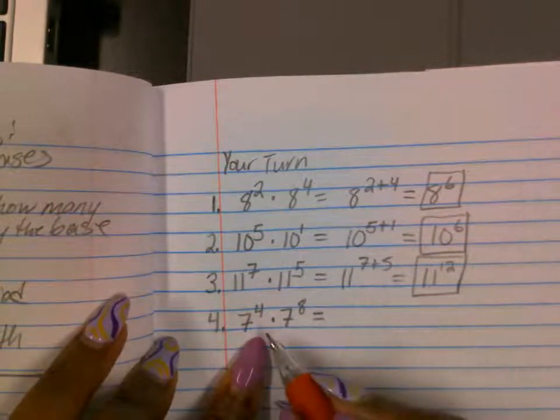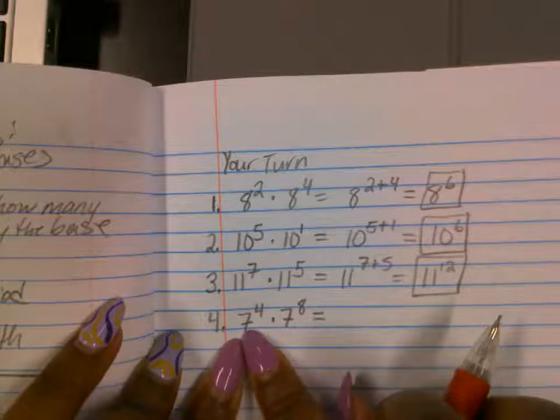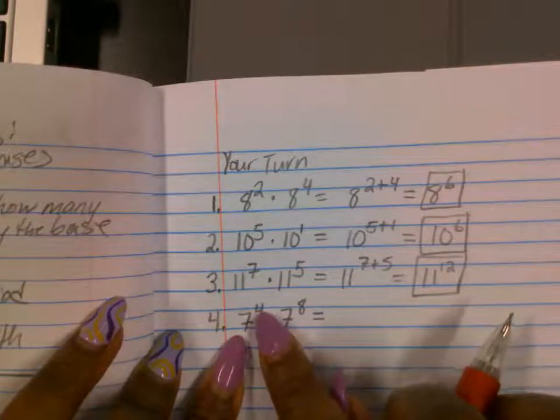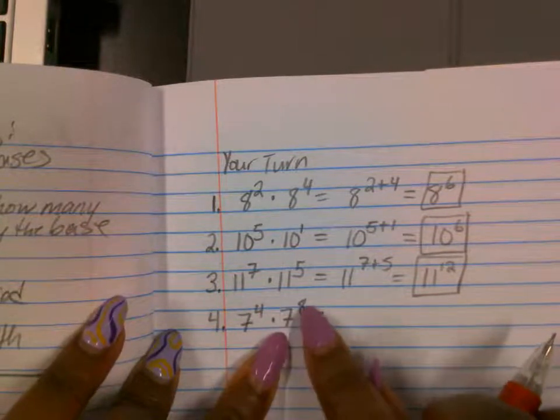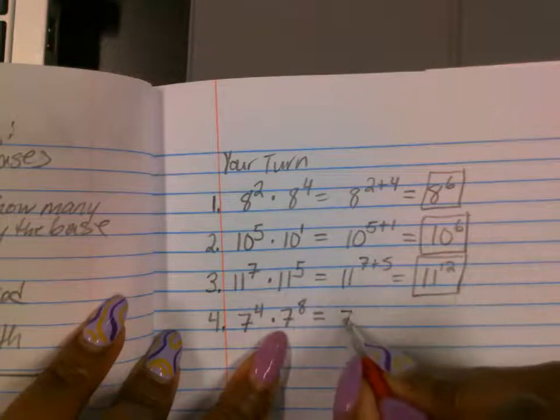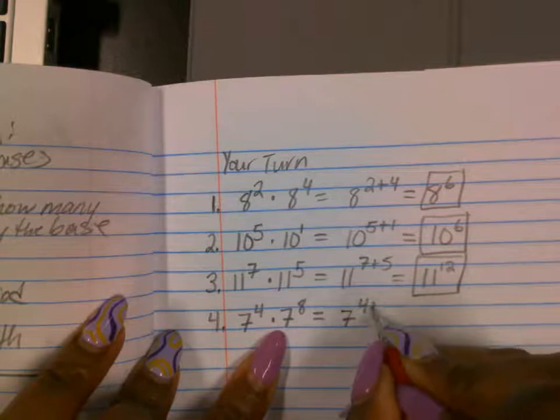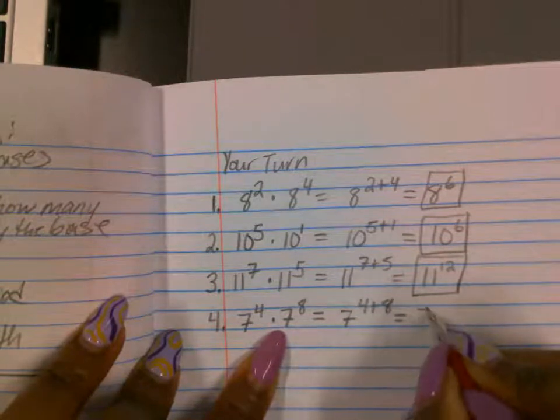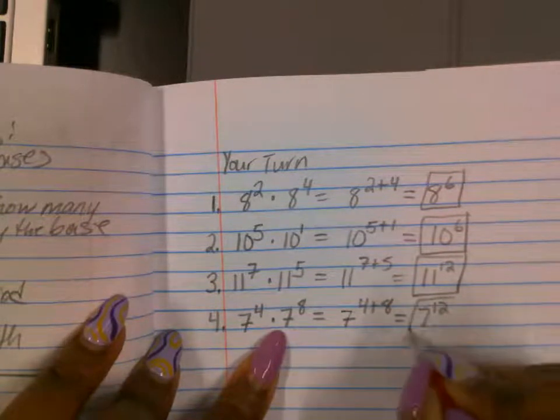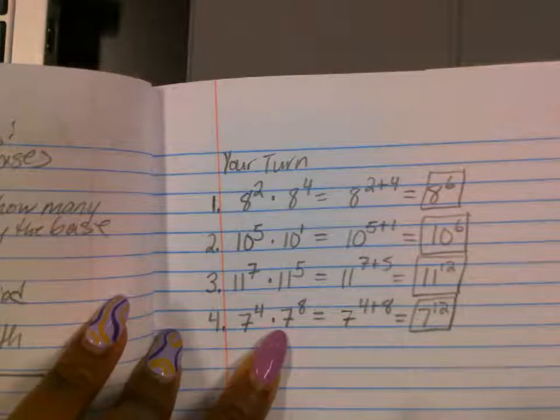Let's do this one. This is saying 7 is being multiplied how many times? 4. And how many times here? 8. So 7 is being multiplied times itself a total of 4 plus 8, which is what? Raise your hand if you got that right.